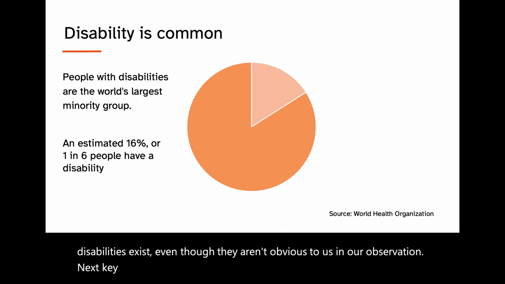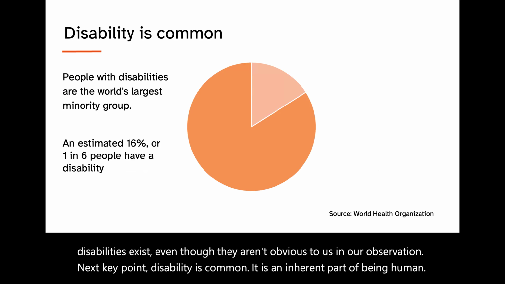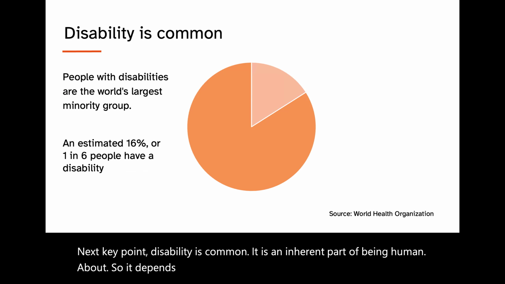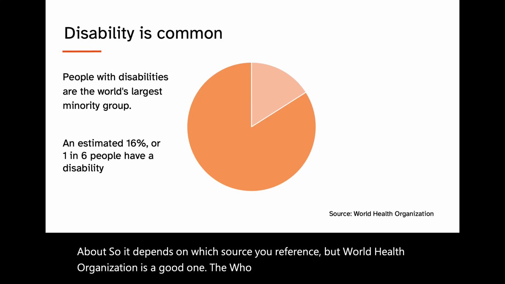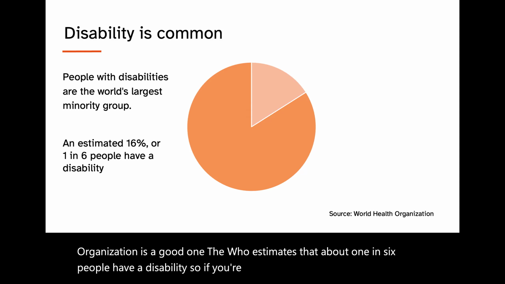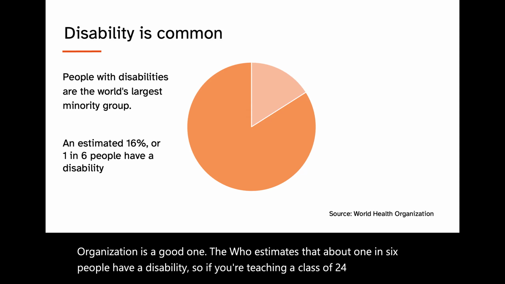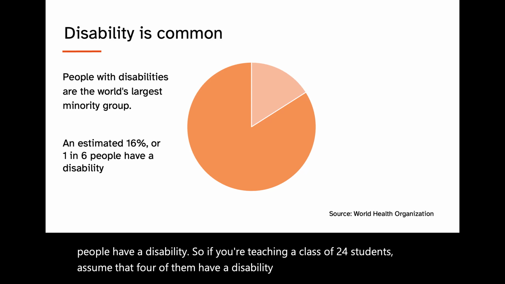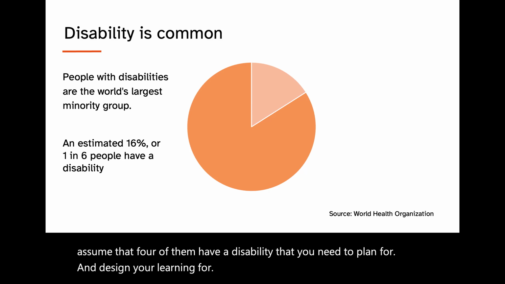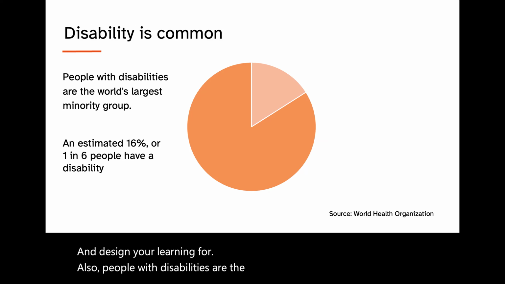Next key point. Disability is common. It is an inherent part of being human. It depends on which source you reference, but World Health Organization is a good one. The WHO estimates that about 1 in 6 people have a disability. So if you're teaching a class of 24 students, assume that 4 of them have a disability that you need to plan for and design your learning for. Also, people with disabilities are the world's largest minority group.